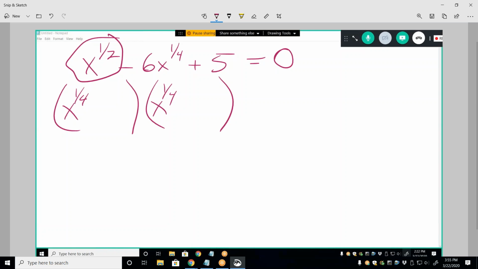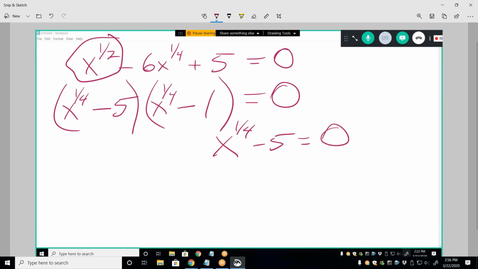What are both signs going to be? Negative, negative. And the only factors of 5 are 5 and 1. So if you were to FOIL these two back together again, you're going to get exactly what you started with. With me? So if all of that's equal to 0, well, then we have x to the 1/4 minus 5 equals 0. Solve that for x.